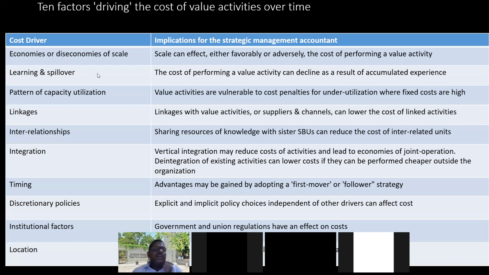Factors driving cost, for example, economies and diseconomies of scale, learning and spillover, pattern of capacity utilization, linkage, interrelationship, integration, timing, discretionary policies, institutional factors, and locations. Scale can affect either favorably or adversely the cost of performing a value activity. Economies and diseconomies of scale. When you produce more and more, you get the economies of scale. So thereby your cost can be reduced.